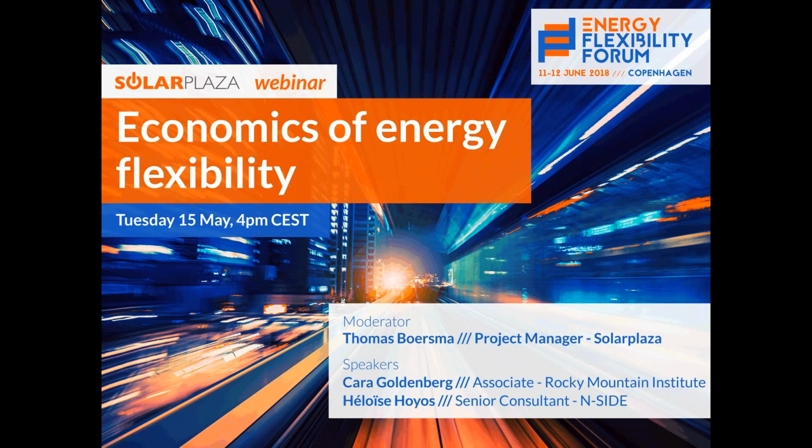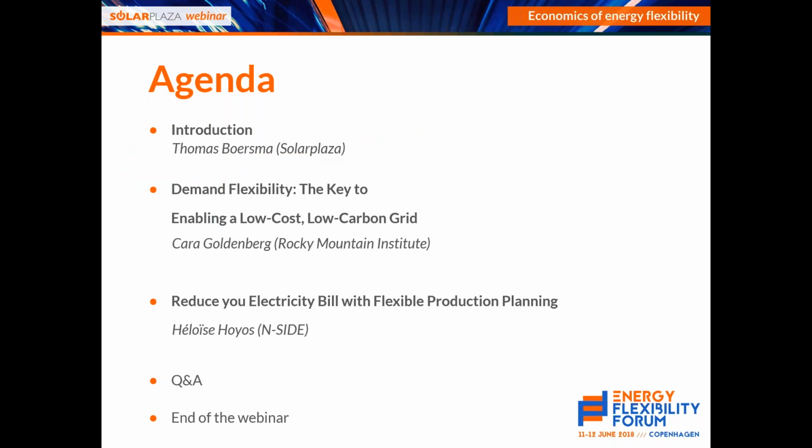Today's webinar will be about the economics of energy flexibility. Today's agenda is as follows. I'll give a short introduction about the webinar, about the Energy Flexibility Forum, on which the webinar is a prelude. And then Cara Goldenberg of the Rocky Mountain Institute will give a presentation on demand flexibility and how it's key to enable a low cost and a low carbon grid. After that, Héloïse Hoyos from Ensight will give a presentation on how you can reduce your energy bill with flexible production planning. And after that, we're going to have a shared Q&A, and then the webinar is going to end.